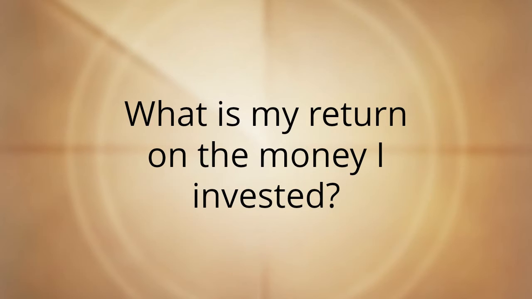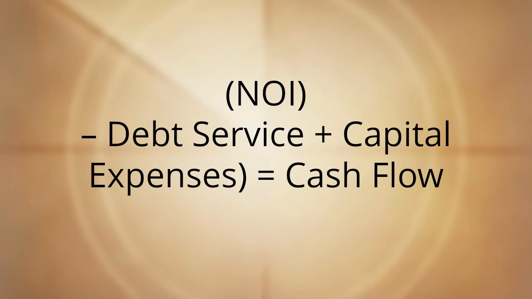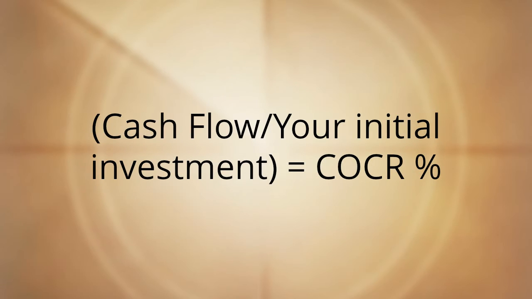So a cash on cash return is calculated this way. It's the net operating income minus debt service and capital expenses equals the cash flow. And we usually calculate this in an annual figure. Then it would be the cash flow divided by your initial investment equals the COCR percentage. So let's look at this again.